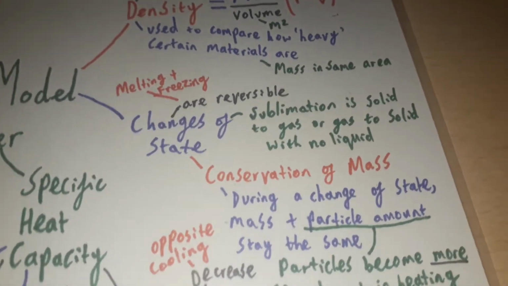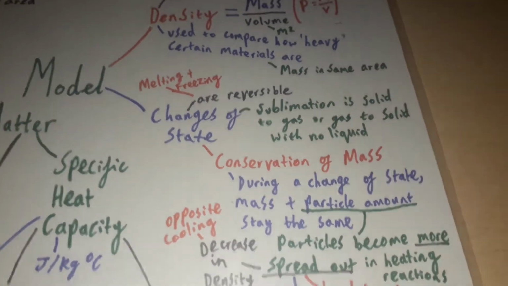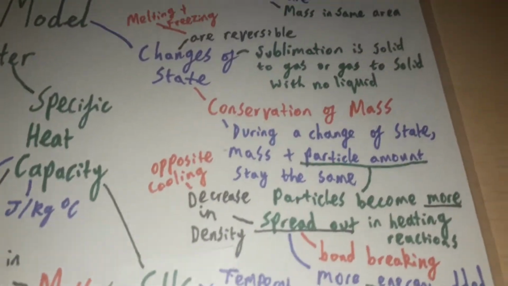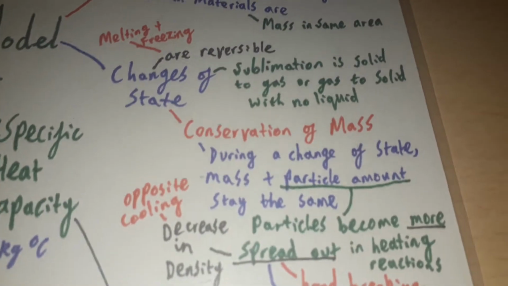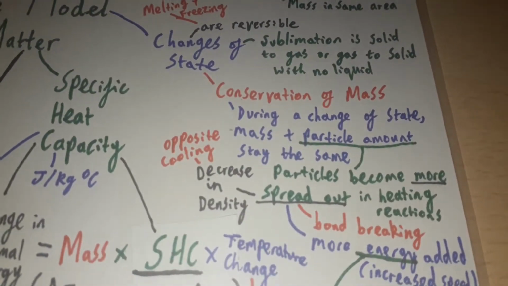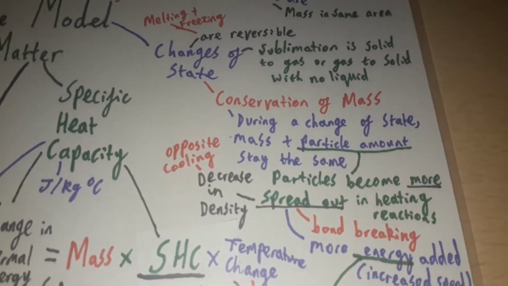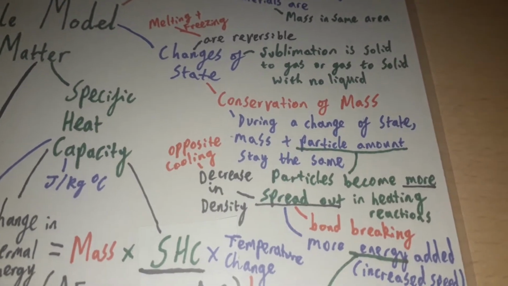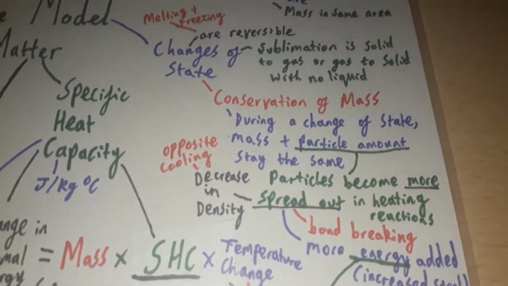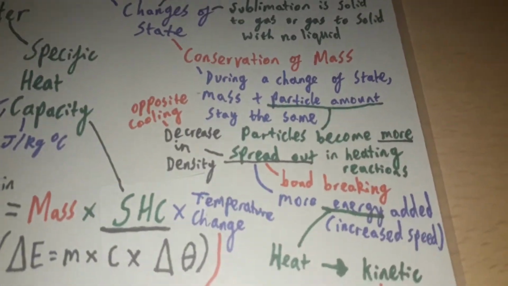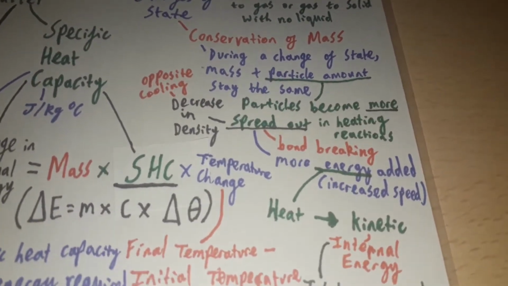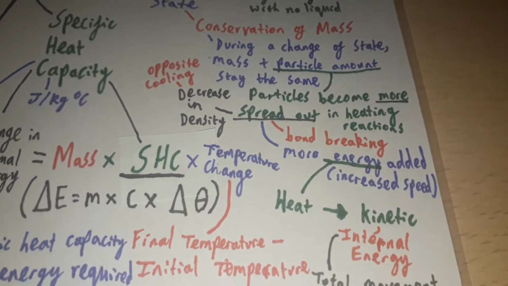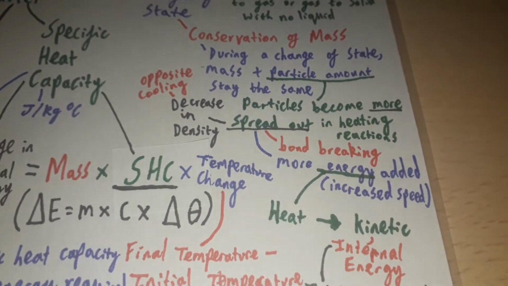So next, let's look at the law of the conservation of mass. During a change of state, mass and particle amount always stay the same, so they can't change. However, particles become more spread out in heating reactions, such as one to turn a solid into a liquid or a liquid into a gas. So this is as bonds are broken and more energy is added, so it increases the speed of the particles and allows them to rapidly spread out.